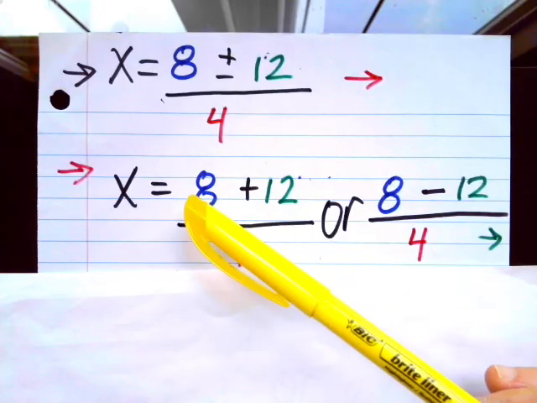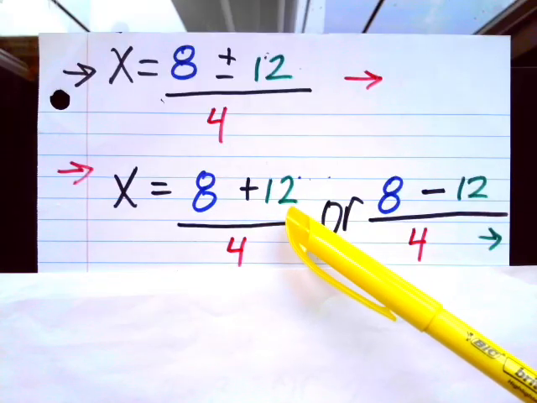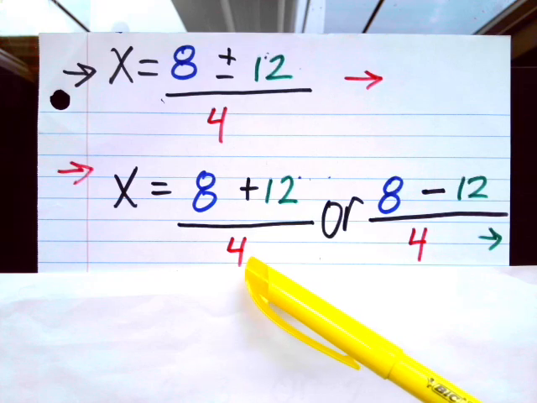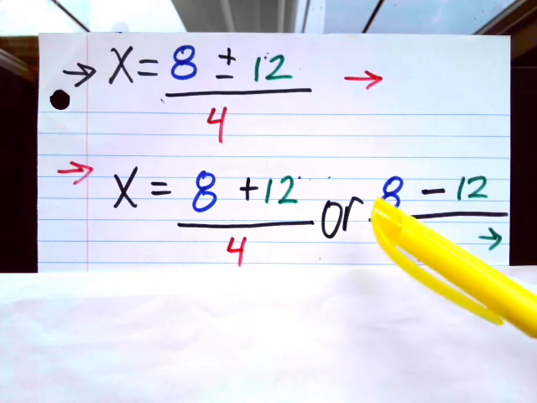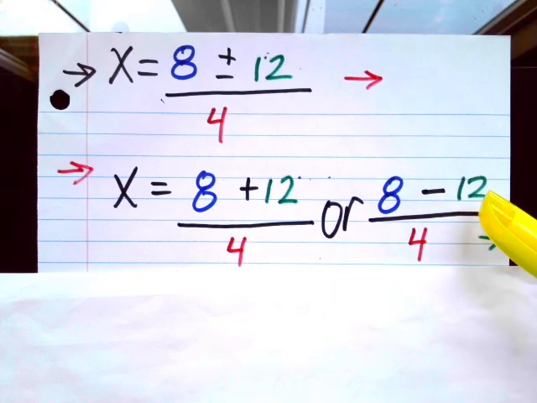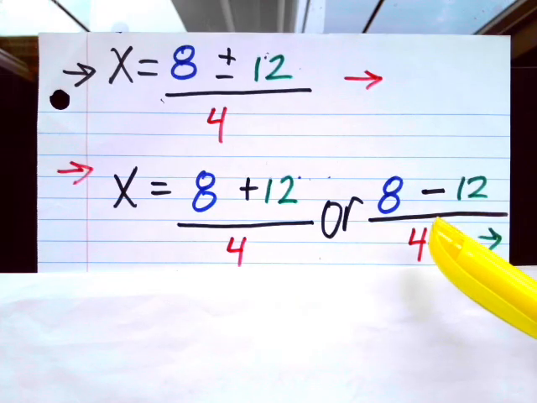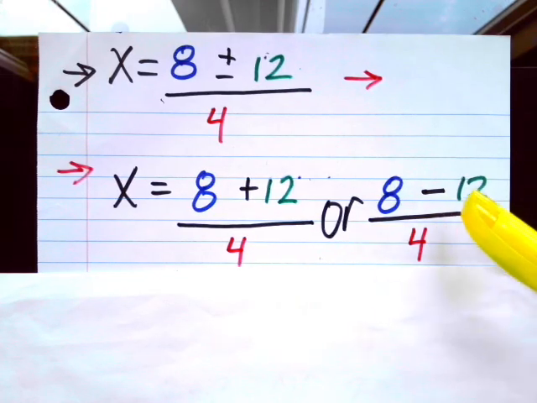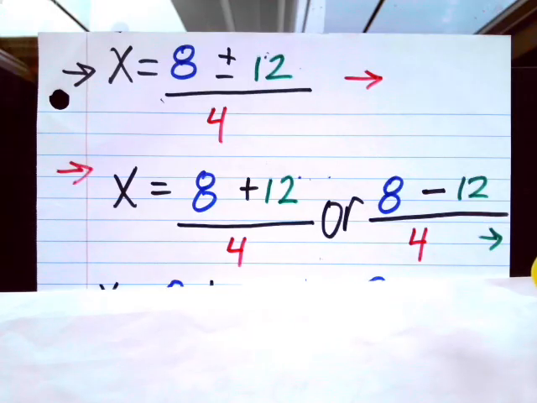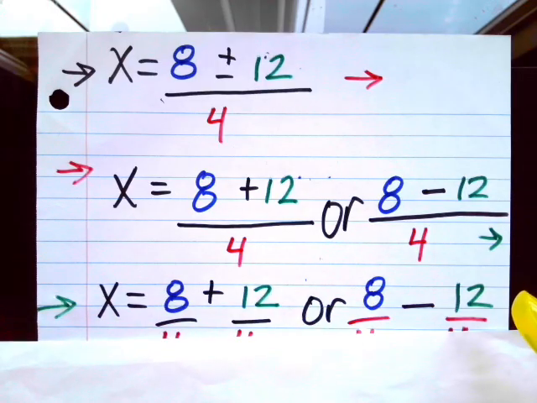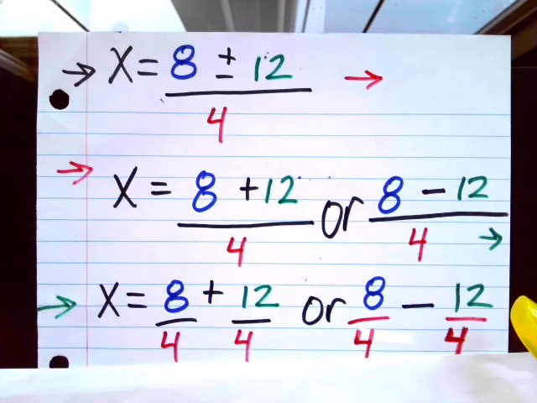Right? And so you can add 8 plus 12 to give you 20. 20 divided by 4 is 5. 8 minus 12 is negative 4. Negative 4 divided by 4 is negative 1. I'm going to show you that in a moment. But here, take a look.